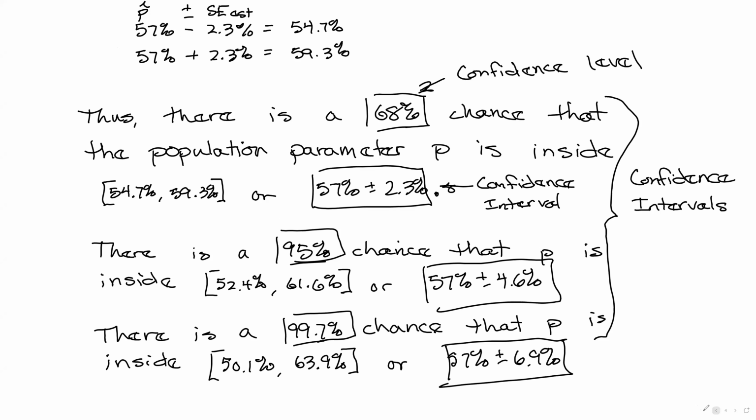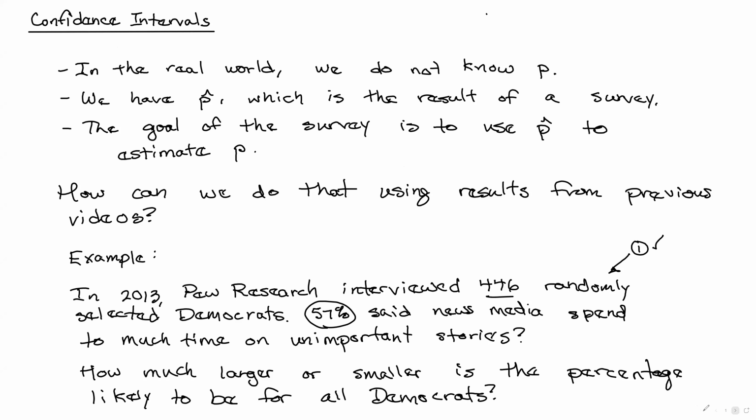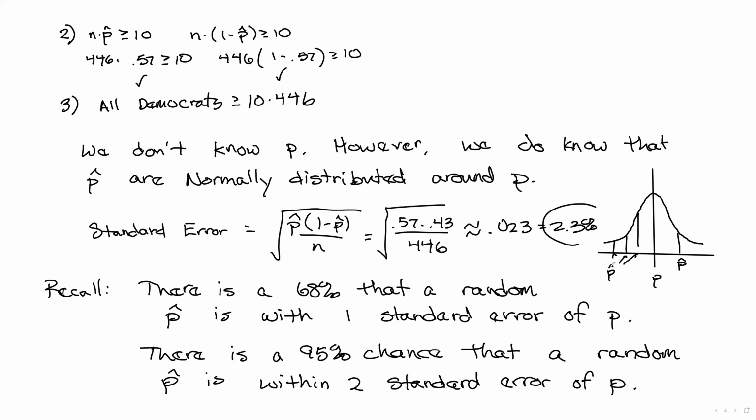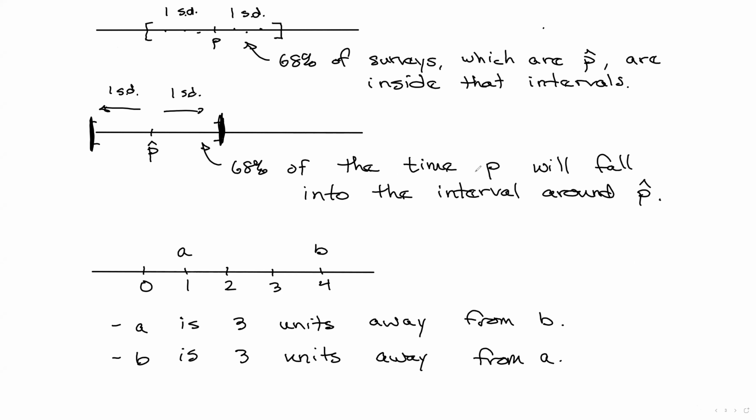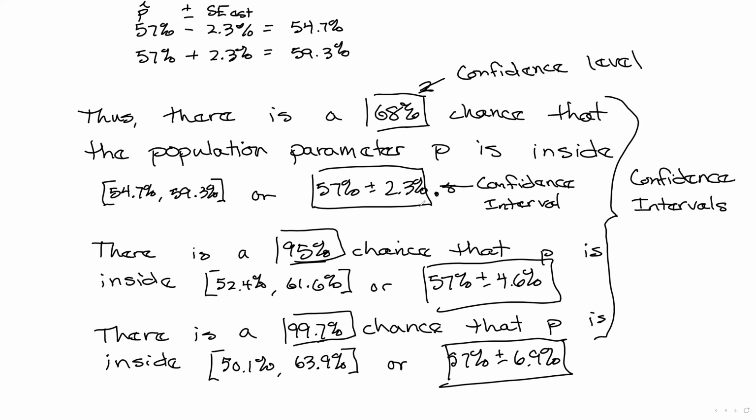Let's talk about margin of error. This is a common term if you've looked at a lot of surveys. So what is this margin of error in the context of what we've been looking at? The margin of error in the context of what we've been doing is this number, the standard error. That is the margin of error. So in this case, this number here, those are all the margins of error.